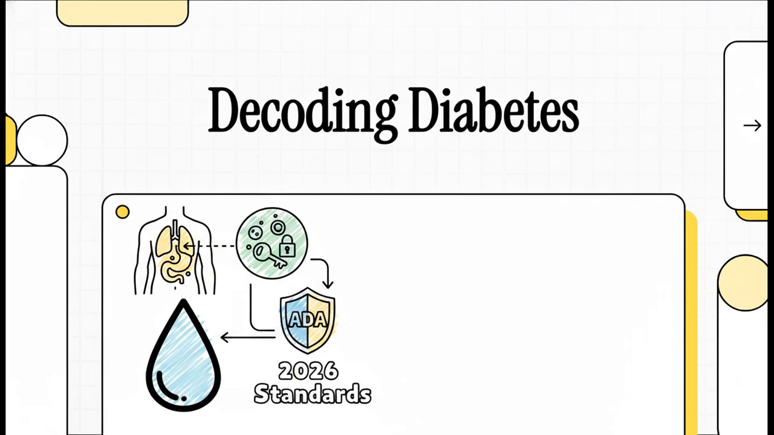Welcome to The Explainer. Now, if you've ever found yourself totally overwhelmed by dense medical jargon, or maybe you've just wondered how doctors actually figure out what's going on inside our bodies, well, you're in the right place. Today, we're going to completely demystify the modern clinical realities of diabetes. And to do that, we're using the official 2026 Standards of Care from the American Diabetes Association.